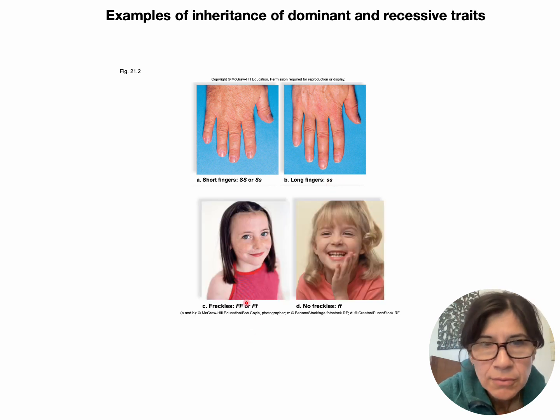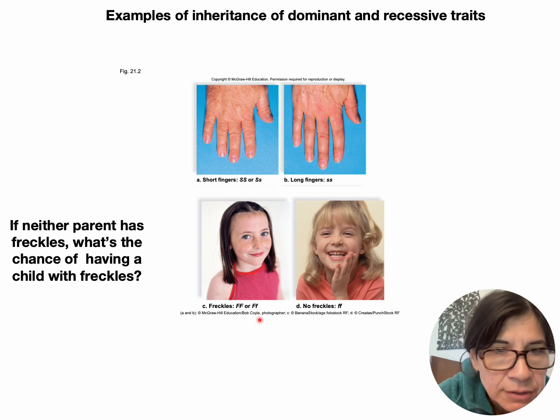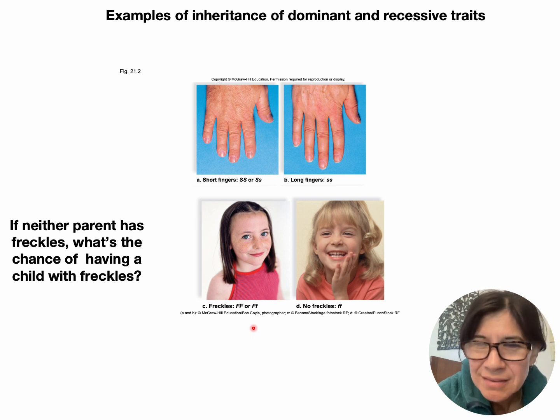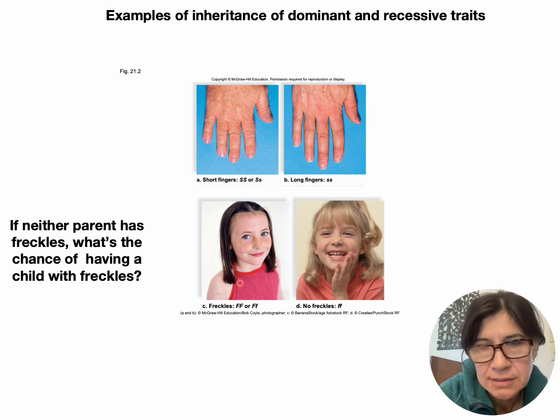Freckles is another one that works this way. Usually people think the dominant one is more common. That's not always the case. So freckles is an example where, look at freckles, big F or big F little f. Freckles in this case is dominant, and no freckles, little f, is the recessive.